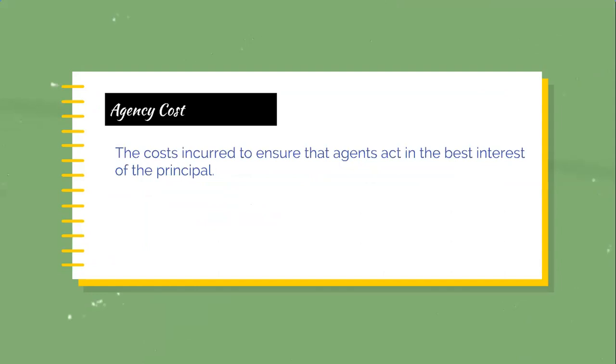Next is agency cost. We all know that in any organization, management is very distinct from the ownership. Because there is a huge distinction between management objectives and the ownership objectives, the cost that is incurred on the management of the firm is called the agency cost. So we can simply define it as the cost incurred to ensure that agents act in the best interest of the principal, that is ownership interest. That is called agency cost.